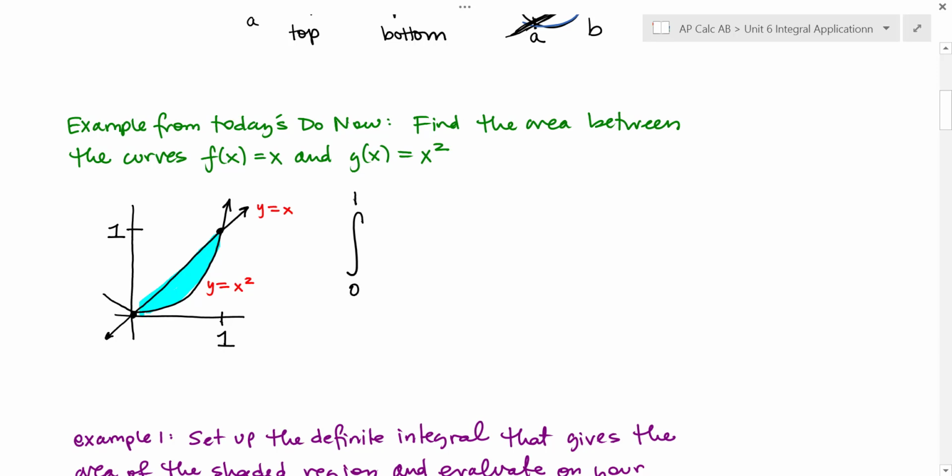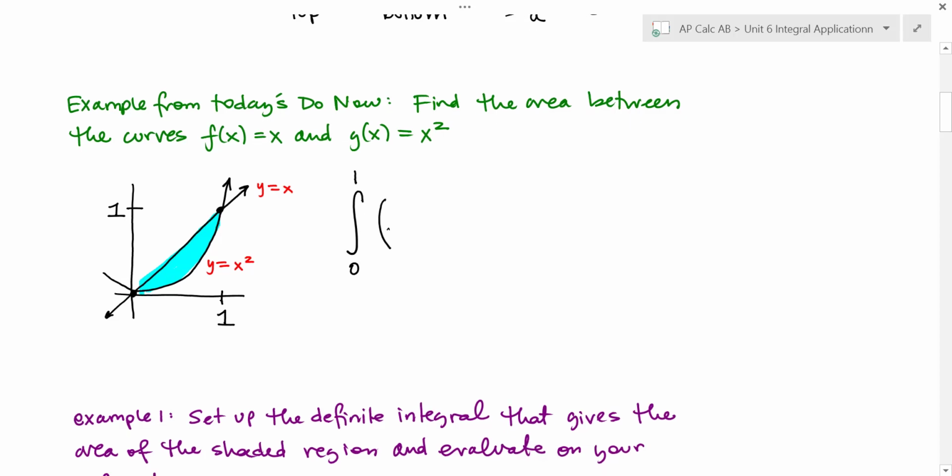From this, I need to do my top line. So my top line, or my top boundary, is y equals x. So that would be my f of x. And from that, I'm subtracting x squared.